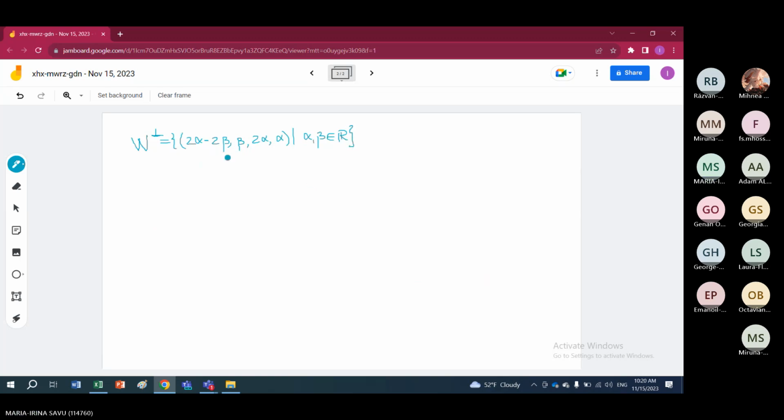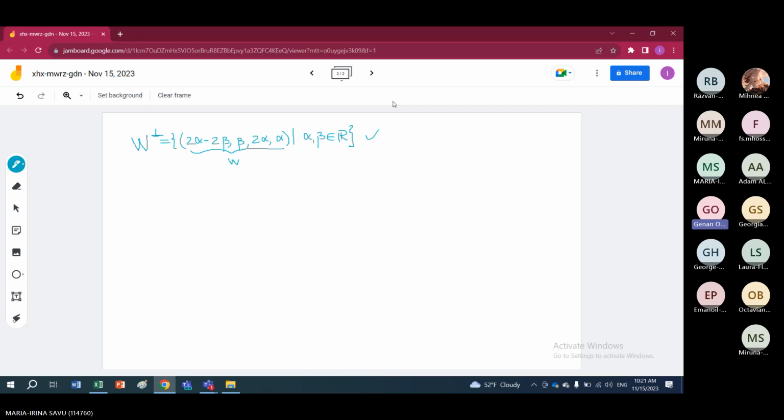And this is perpendicular. This was the exercise, and if you have questions until now, do you have questions? No questions? Until now, I think everything is clear. I have a question. Please.